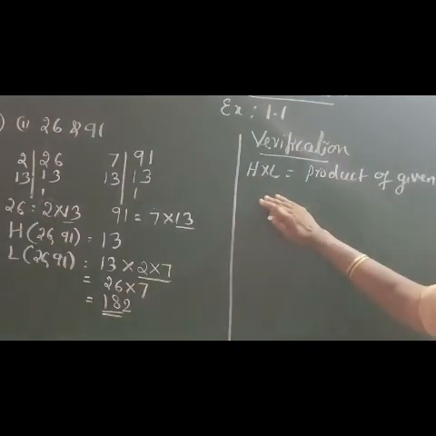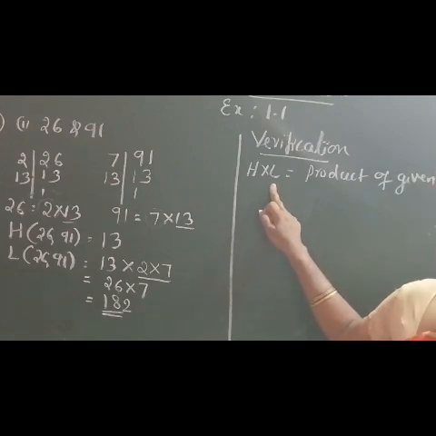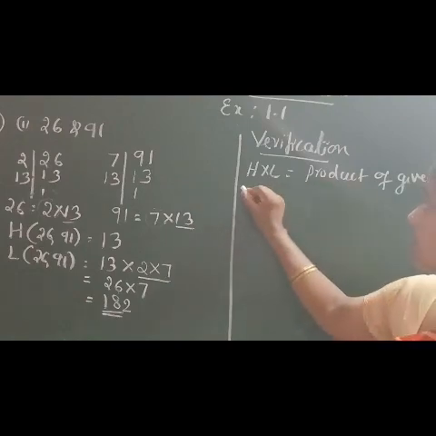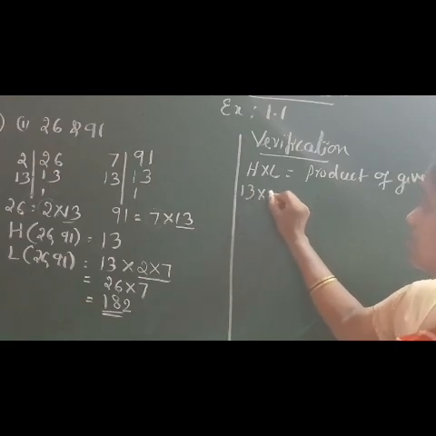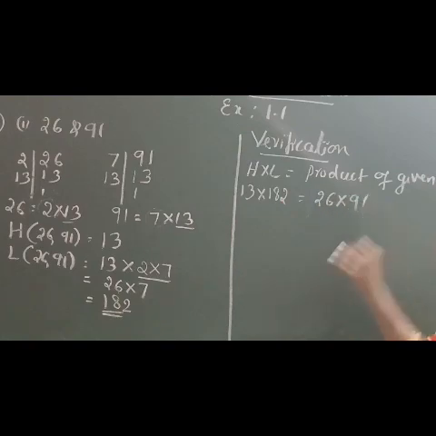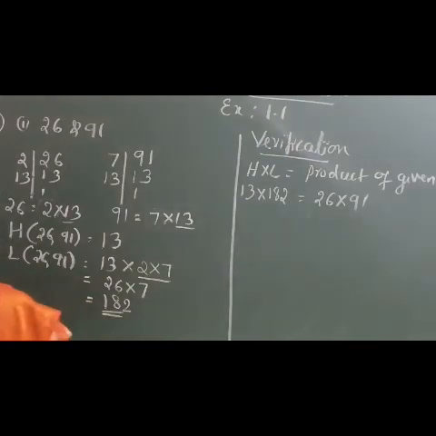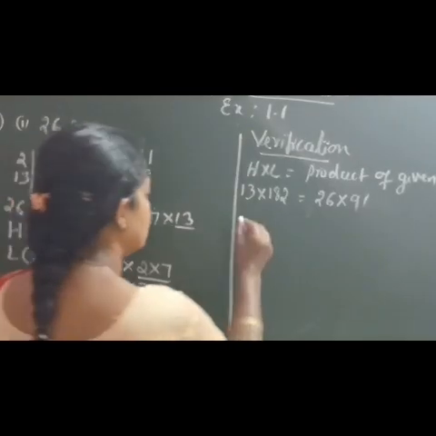Okay, let us verify this relation. When you multiply HCF and LCM, this product must be equal to the product of the given numbers. That is 13 into 182 is equal to 26 into 91. So here we have to do multiplication. Do this properly. 13 into 182. Doing the calculation here, that is 2366.